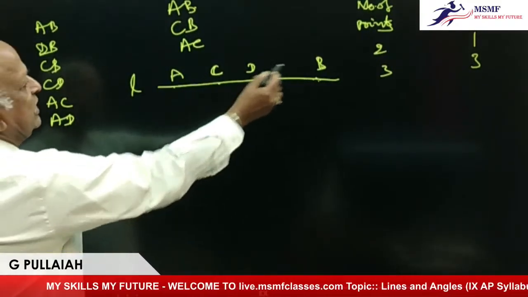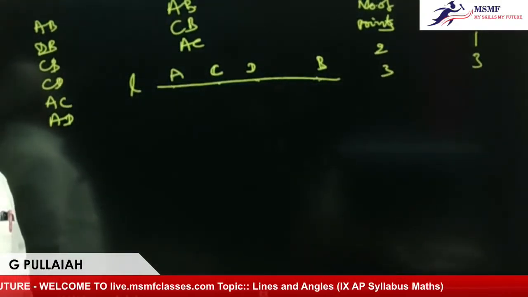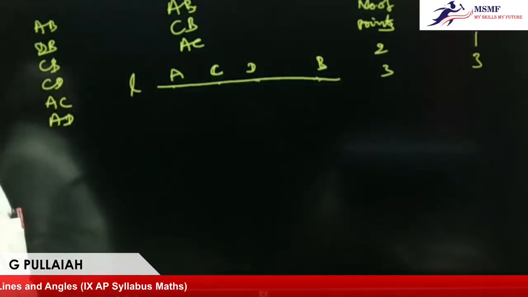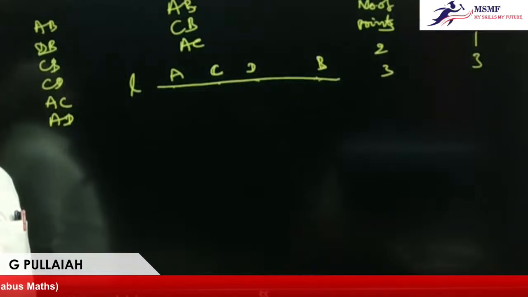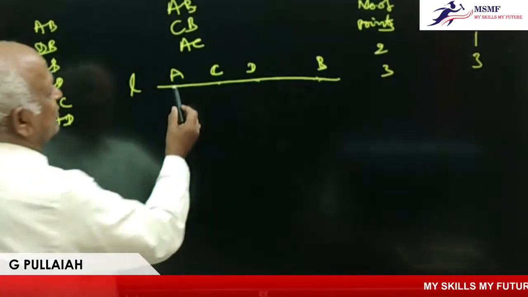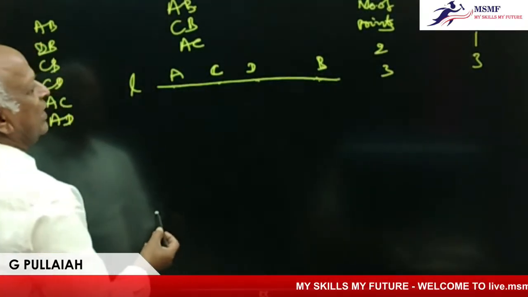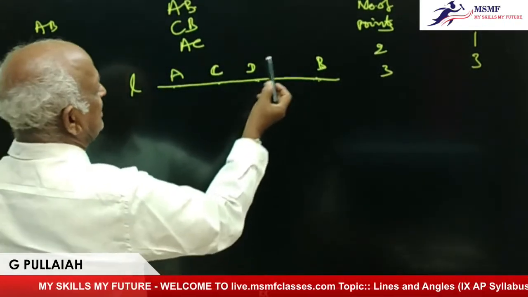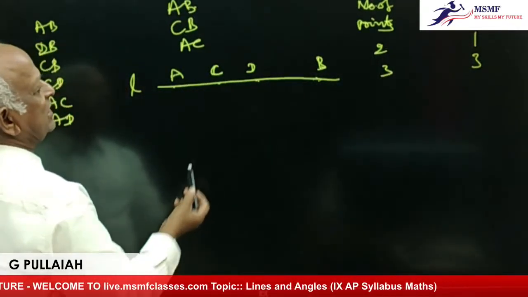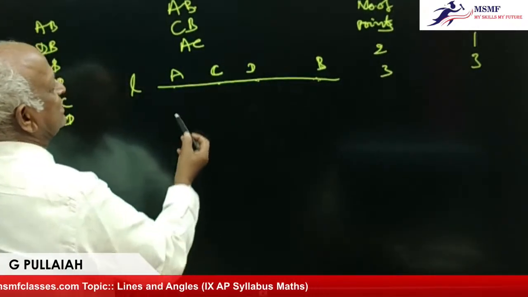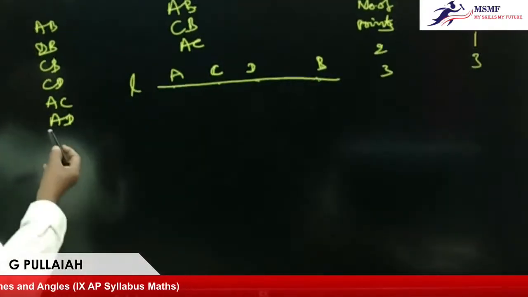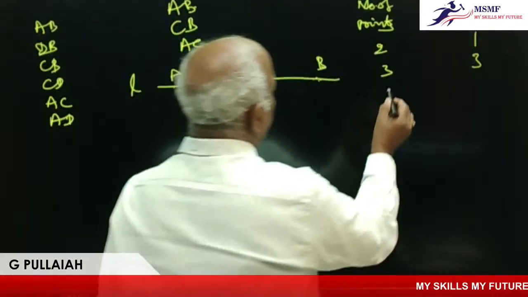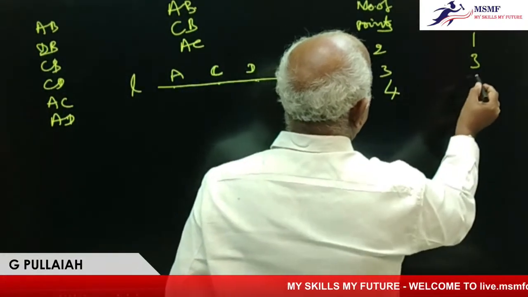So 1, 2, 3, 4 points are there on a line. If 4 points are there, how many line segments can we make? Observe very carefully. The first one is AB, the other is BC, the other is DB, another is CD, and another is AD. So here we got 6 line segments. If there are 4 points, we get 6 line segments.